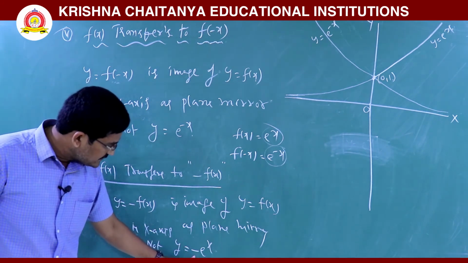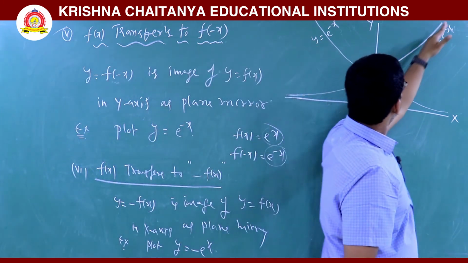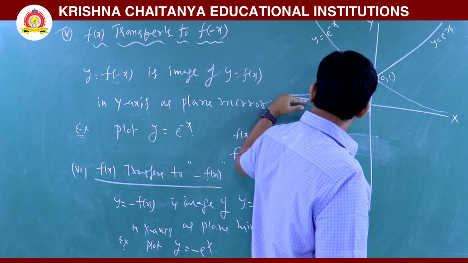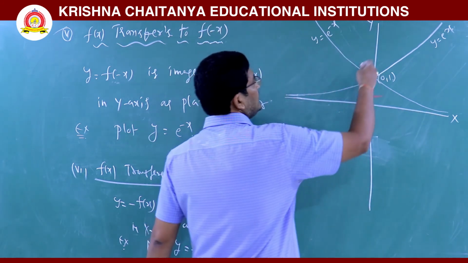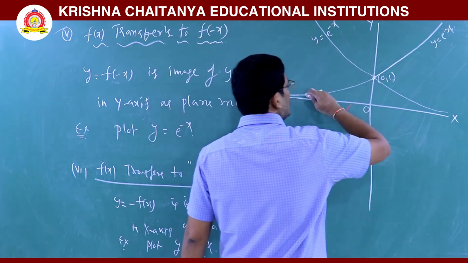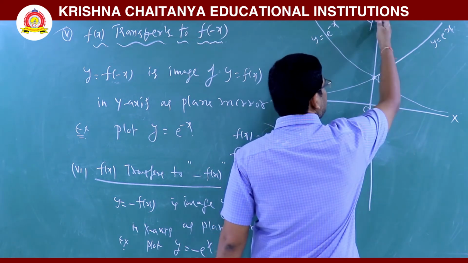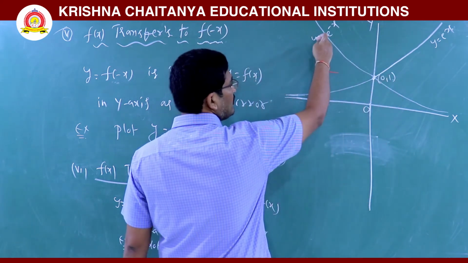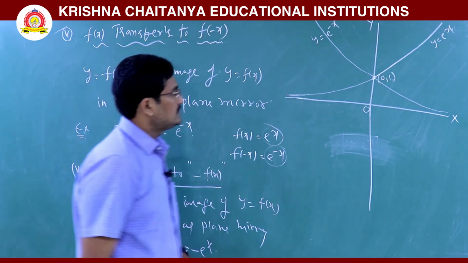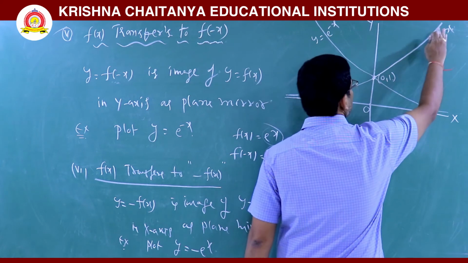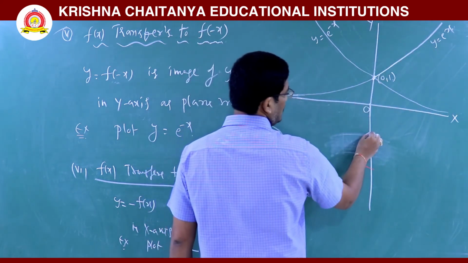To get the curve of this one, you just have to find the image of y equal to e power x in x-axis as a plane mirror. To get the e power minus x curve, you just have to find the image of this one in y-axis as a plane mirror. Now we need not e power minus x, we need minus e power x. To get the curve minus e power x, you have to find the image of this curve in x-axis as plane mirror. I think I have understood.